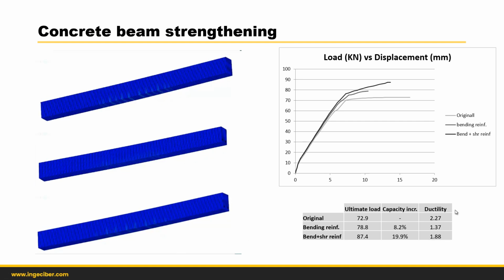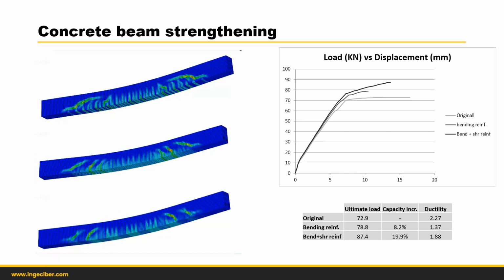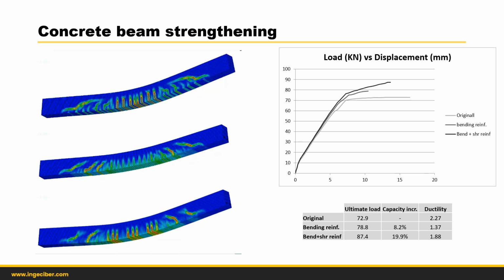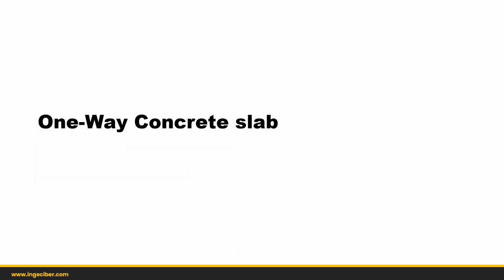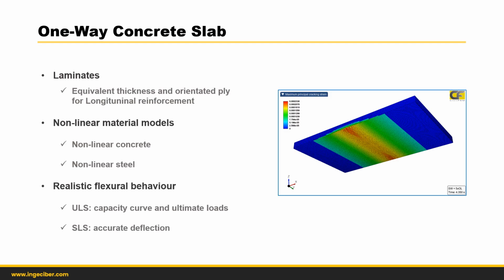So this is a very representative example of how this reinforcing works. This reinforcing can be applied to any structure or also pipelines. Okay, the next model is a one-way concrete slab. The laminate is simulated as an equivalent thickness and orientated ply, only for the longitudinal reinforcement. Okay, a nonlinear material model is used for both concrete and steel to obtain the realistic flexural behavior for both ultimate and serviceability limit states.